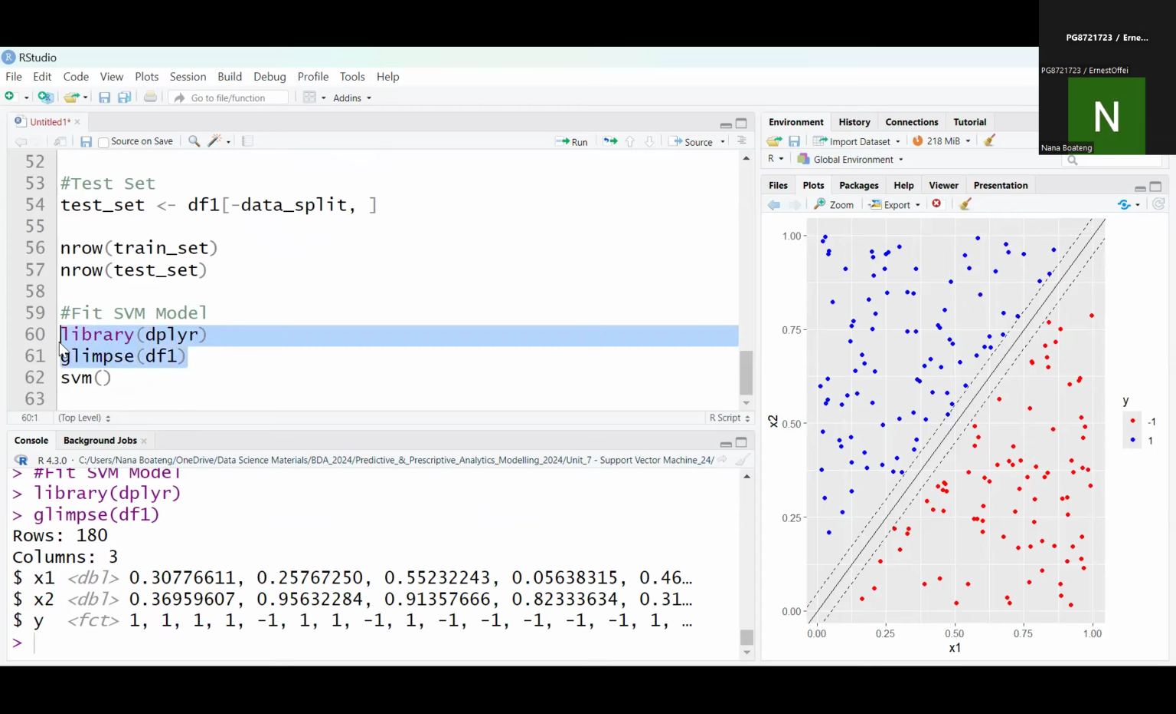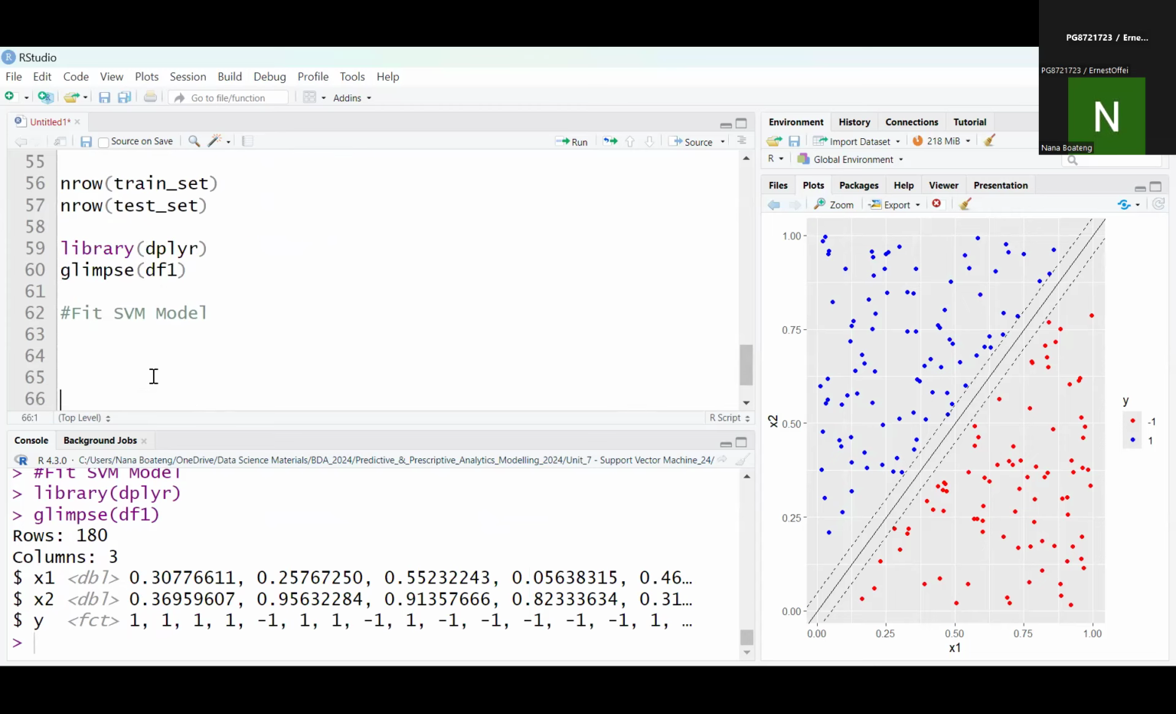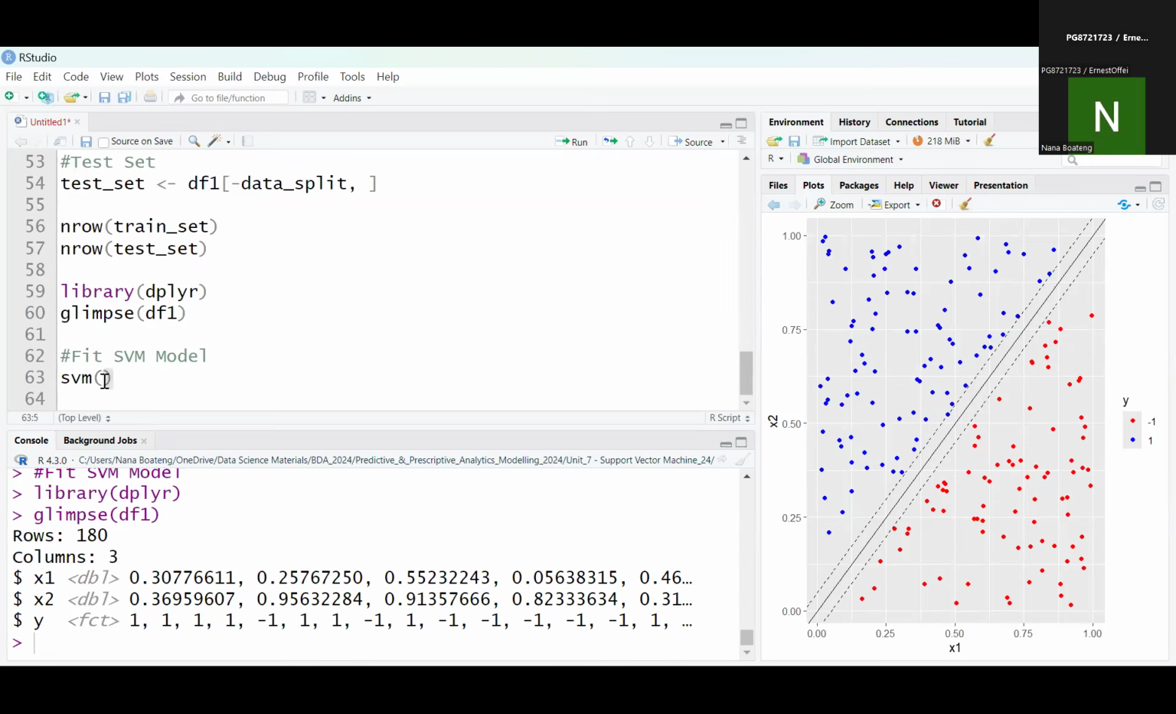So we have our SVM. We are predicting Y against everything else, period dot. And then let's specify our data. If you want to know more about this, you can check the SVM documentation from help.